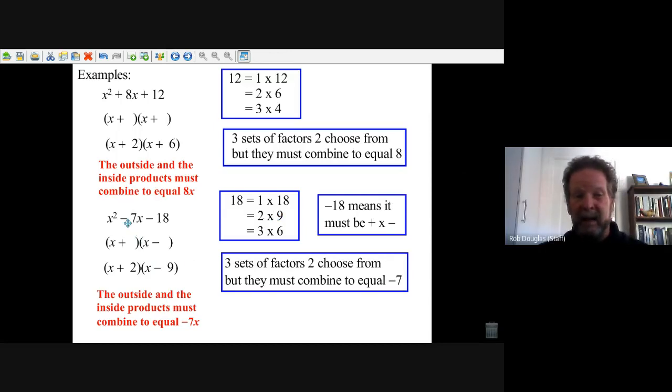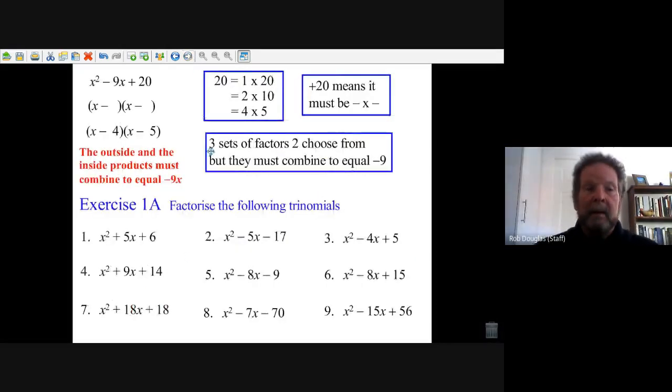And because it's minus 7x, it makes sense to put the 9 with the minus. The minus 9x plus 2x equals minus 7x. We have to understand a number line and how to combine negatives and positives. But we choose the ones that combine to equal the minus 7x. The minus 9x plus 2x gives me the minus 7x. And that's why that's your answer. With the negatives, it's a little bit harder. Let's try the last one.